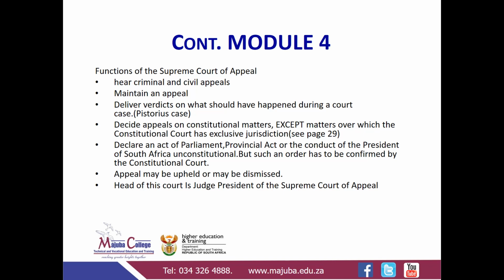So the Supreme Court of Appeal also decides appeals on constitutional matters, except on matters over which the Constitutional Court has exclusive jurisdiction, right? All those matters, you'll see them on page 29. The Supreme Court of Appeal may also declare an act of parliament, a provincial act, or the conduct of the president of South Africa unconstitutional. But such an order has to be confirmed by the Constitutional Court. In other words, they will give the judgment, but they will need confirmation first from the Constitutional Court that it is unconstitutional. So an appeal may be upheld or may be dismissed. And the head of this court is referred to as the Judge President of the Supreme Court.